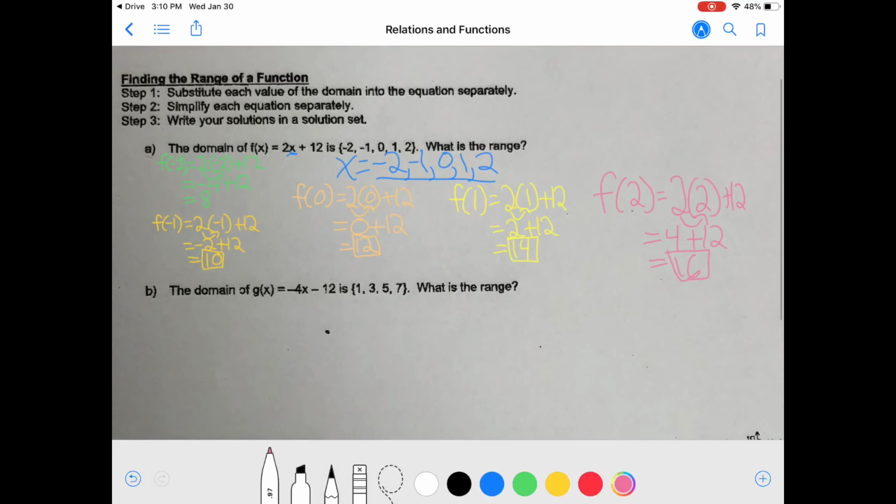So all of this to say, now we have to figure out what our range is. If we put in our x values, we're going to get out our y values. So our range is 8, 10, 12, 14, and 16. And those are your answers for A.